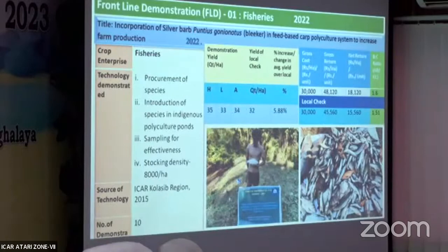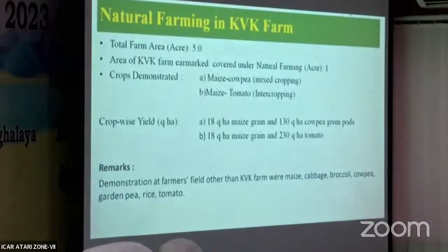The fishery: the preparation of silver barb, the feed-based molecular process is to replace palm production. Here, the average yield was 34 quintal per hectare against the farmers' practice. The BC ratio was 1.6 against 1.5.